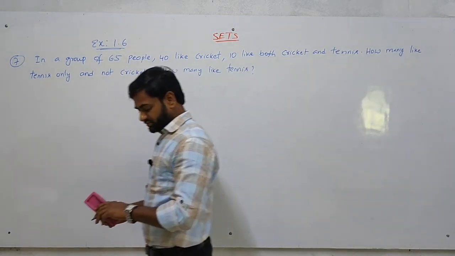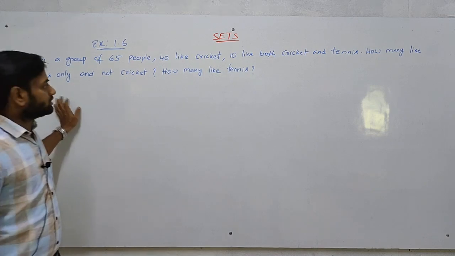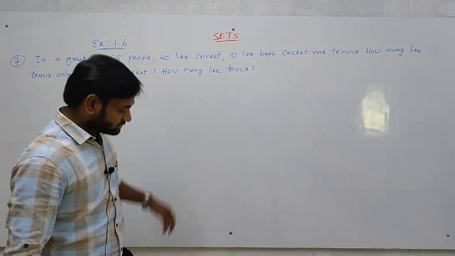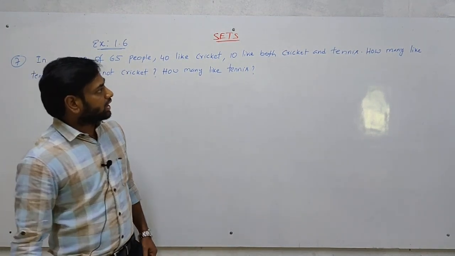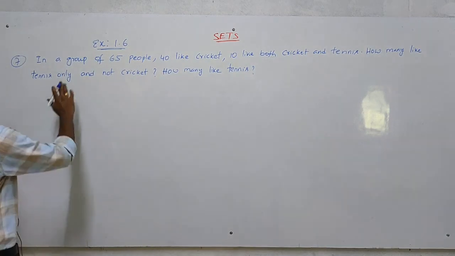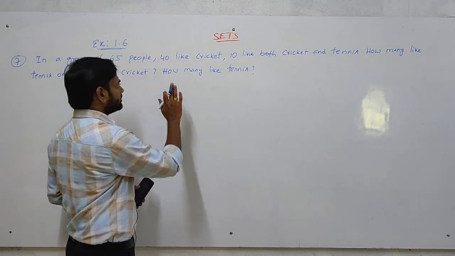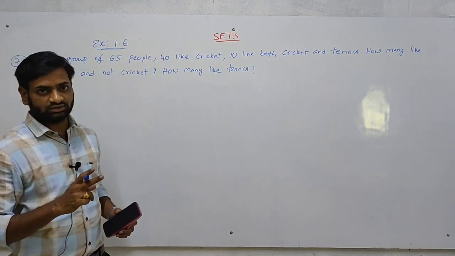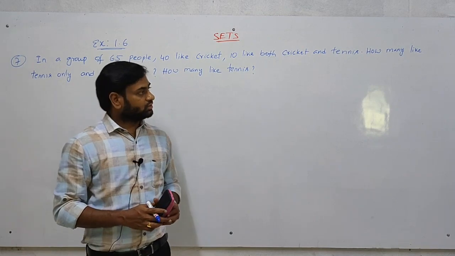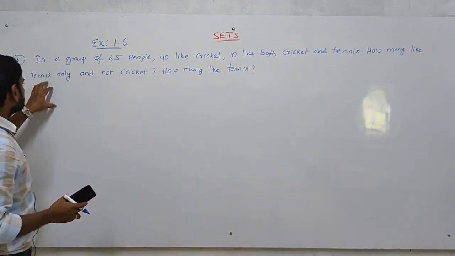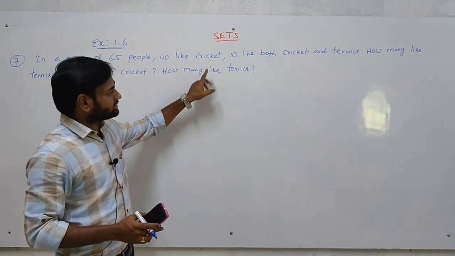Come to the next one, 7th. In a group of 65 people, 40 like cricket, 10 like both cricket and tennis. How many like tennis only and not cricket? Next, how many like tennis? In this problem, we have to find two answers. First one is how many like tennis only, not cricket. Next one is how many like tennis.